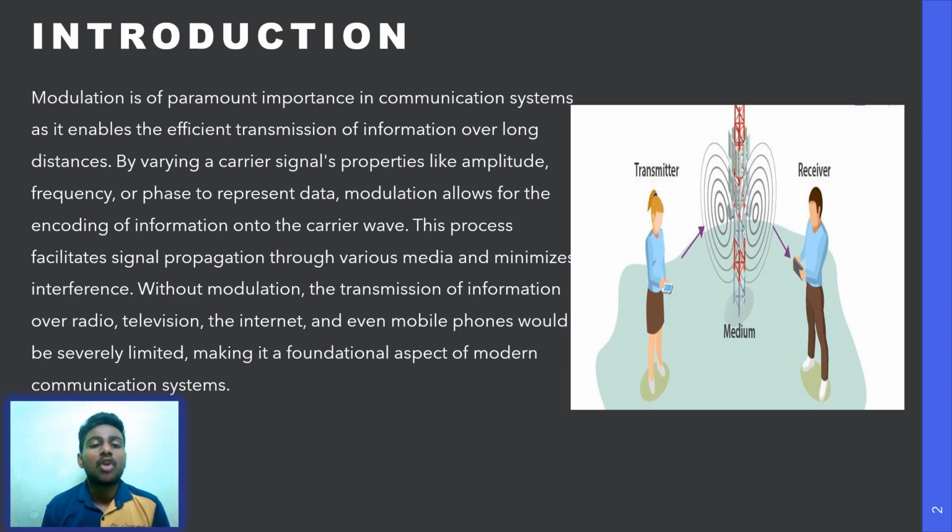Introduction. Modulation is of paramount importance in communication systems as it enables the efficient transmission of information over a long distance by varying a carrier signal's properties like amplitude, frequency, or phase to represent data. Modulation allows for the encoding of information onto the carrier wave. This process facilitates signal propagation through various mediums and minimizes interference. Without modulation, the transmission of information over radio, television, the internet, and even mobile phones would be severely limited, making it a foundational aspect of modern communication systems.